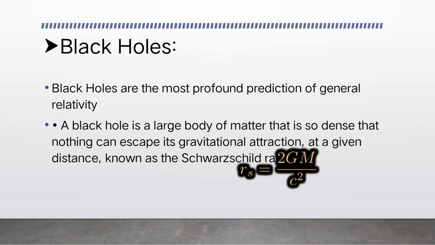Black holes. Do they exist? For sure. Black holes are detected either by their gravitational influence on nearby bodies or through electromagnetic emission. Black holes are the most profound prediction of general relativity. A black hole is a large body of matter that is so dense that nothing can escape its gravitational attraction at a given distance, known as the Schwarzschild radius. Rs is equal to 2GM by c squared.